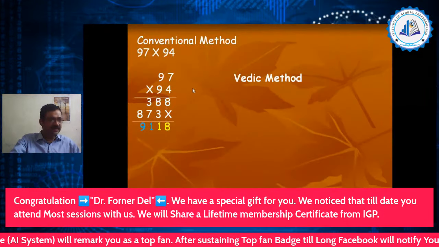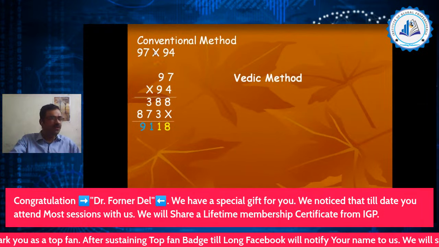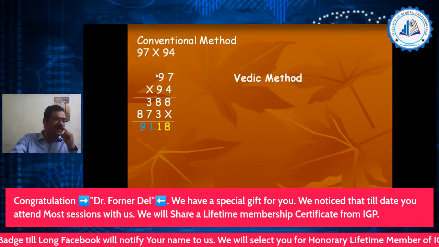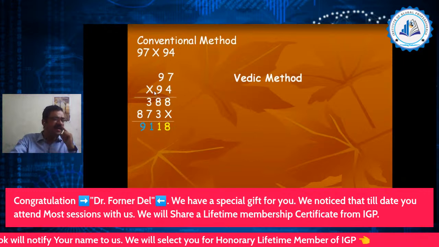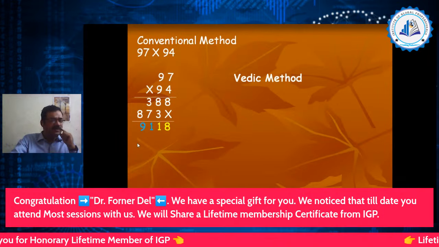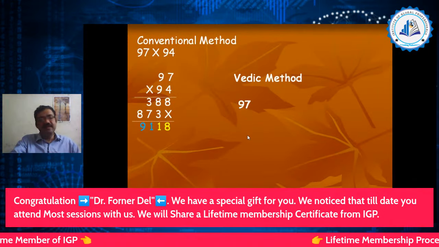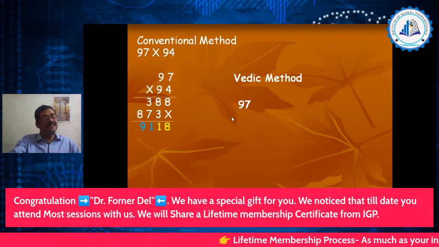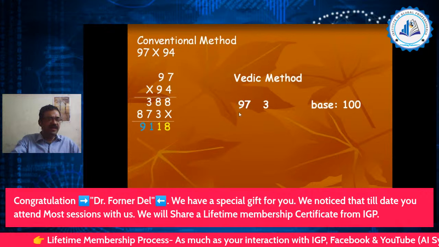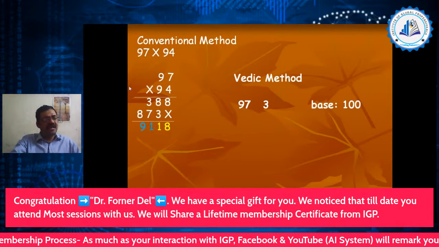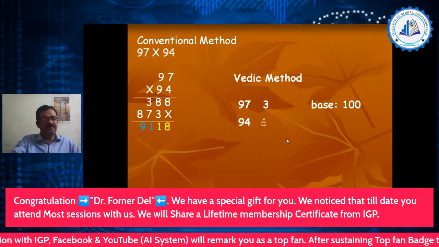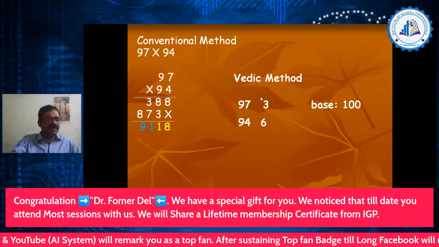Now let us take one example to understand this method. If we want to multiply 97 and 94, in the conventional method, first of all, we multiply 4 by 97, we get 388, and 9 by 97, we get 873, and then add both, we get 9118. But in Vedic mathematics, 97 is near base 100. So the difference between base and 97, the defect of 97, is 3. And the second number 94 also has base 100, so the defect of 94 is 6.